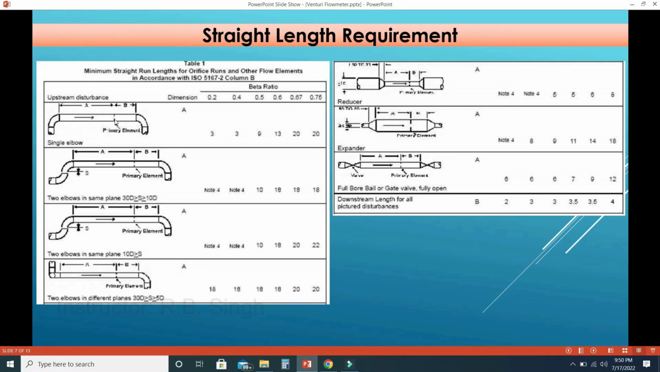So this is our element. A is the upstream straight length and B is the downstream straight length. And this is the beta ratio. At a particular beta ratio, we can find out the A value and the B value. So this is the straight length requirement. This is our standard requirement, but sometimes vendor recommends a different straight length requirement. Ultimately that will be the final value.